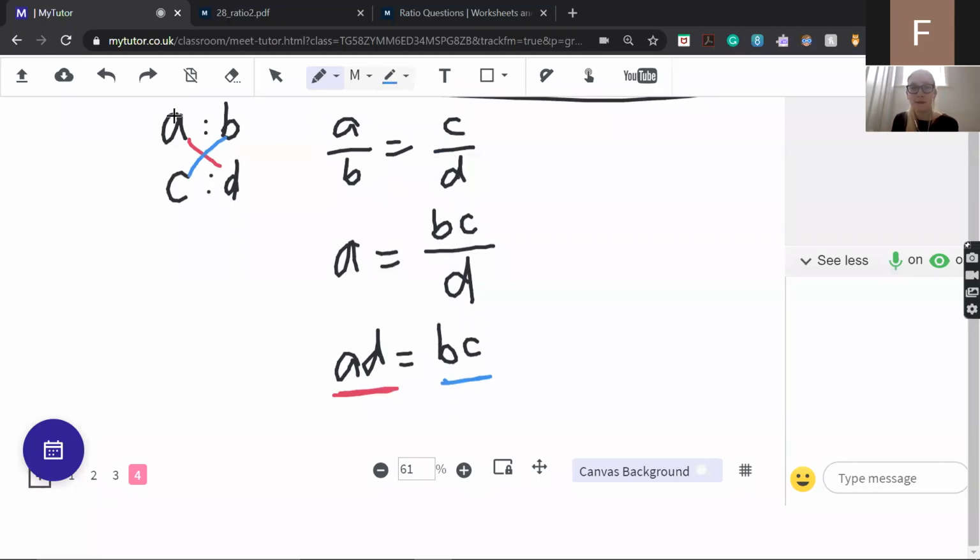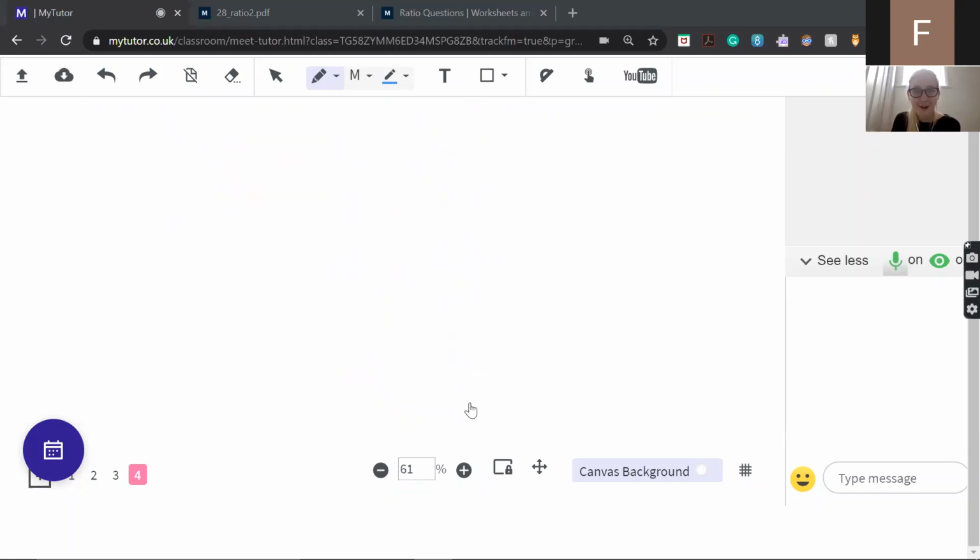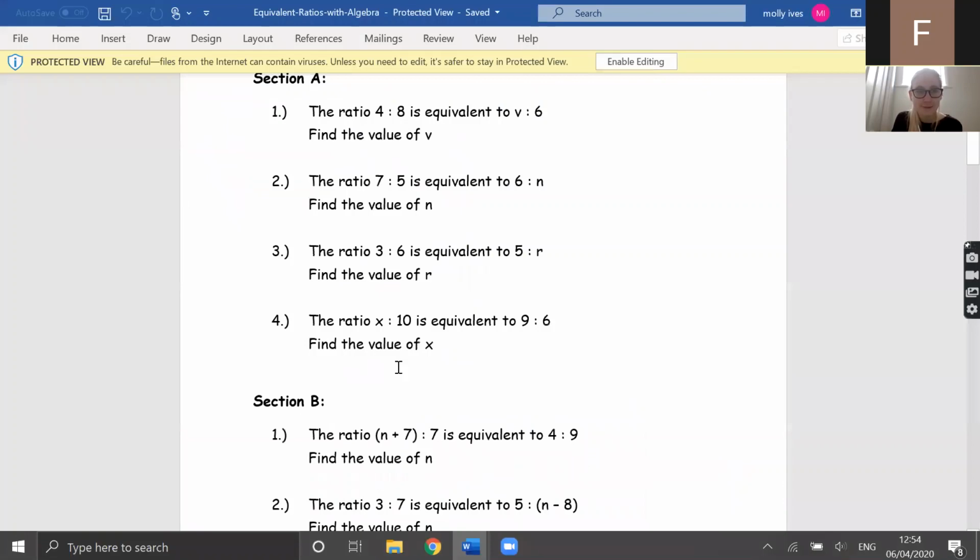Does that make a bit more sense as to why cross multiplication works? Hopefully. Yeah, cool. Nice. Okay. I'm going to do more examples. I know that that looks horrible because I've just whacked 4 letters in there, but sometimes you've got to do that to prove to yourself that something really works. I'll do another example for you guys.